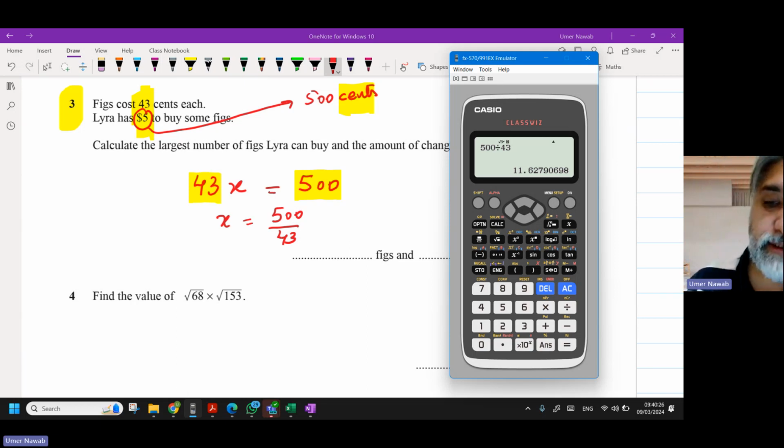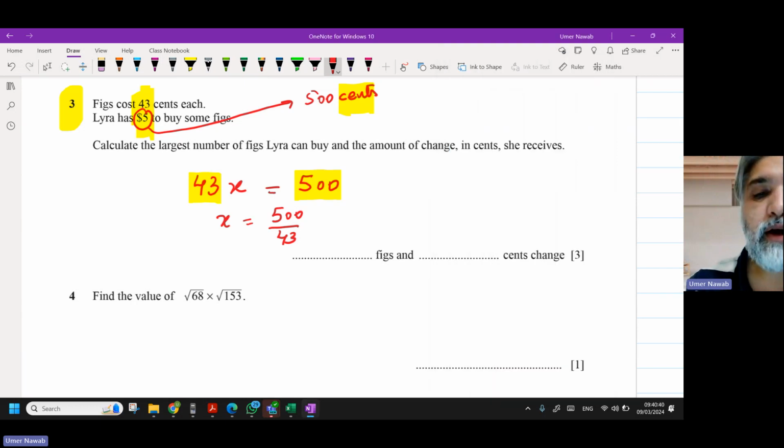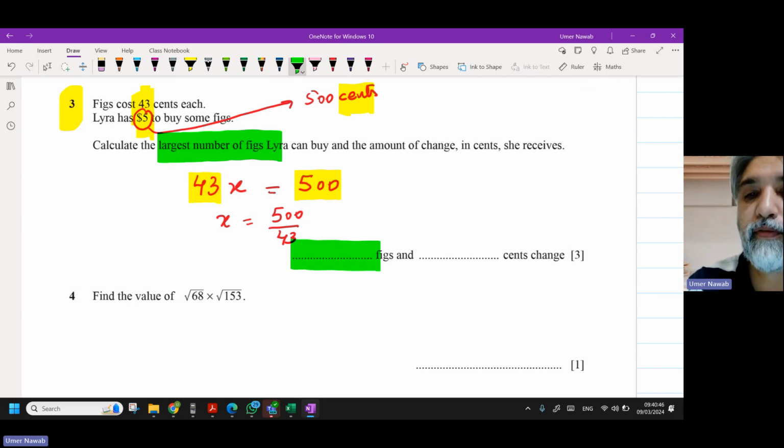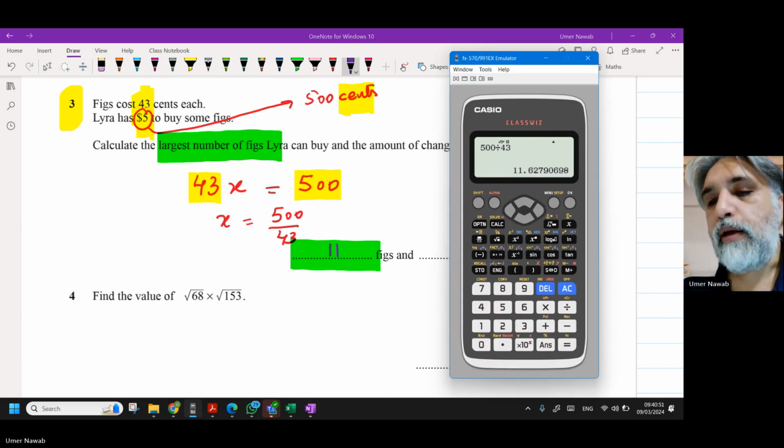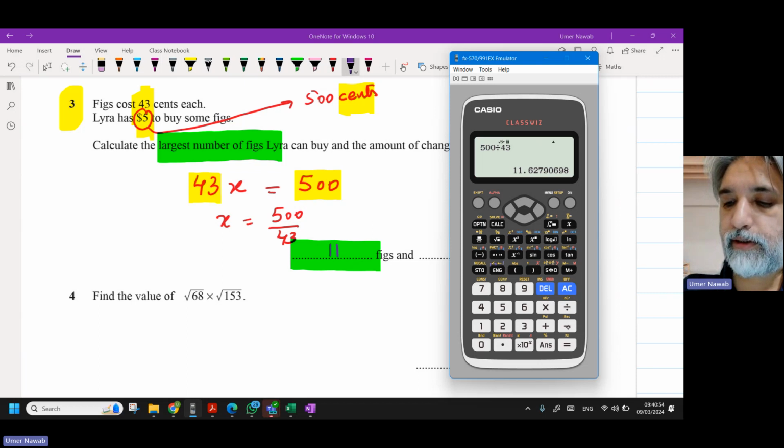Now, 11.6 represents 11.6 figs he can buy. So it means the 12th fig is not complete. 11 figs are complete. So also the examiner is asking the largest number of figs. So the largest number of figs is 11. Okay. Now, can I subtract 11 from my answer? So minus 11. Now, this is representing what? This is representing the fig which he is not capable of buying.